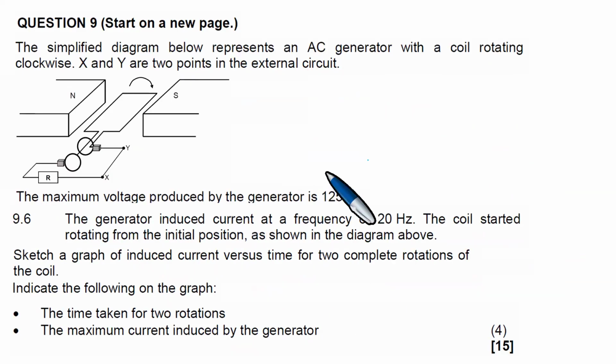The maximum voltage produced is 125 volts. The generator induced current at a frequency of 20 hertz. The coil started rotating from the initial position as shown in the diagram above. Sketch a graph of induced current versus time for 2 complete rotations of the coil. It's going to be there tomorrow. Indicate the following on the graph: the time taken for 2 rotations, and the maximum current induced by the generator.